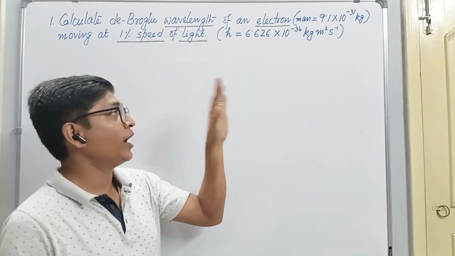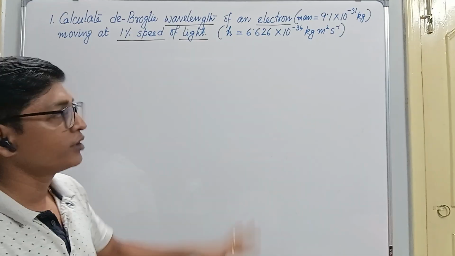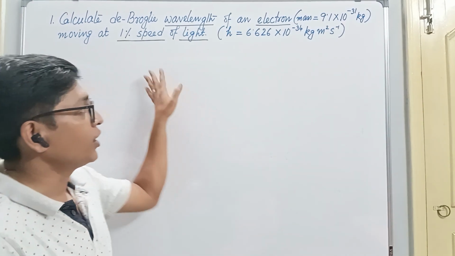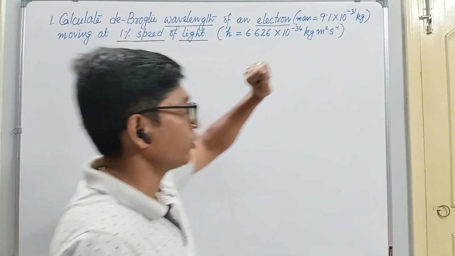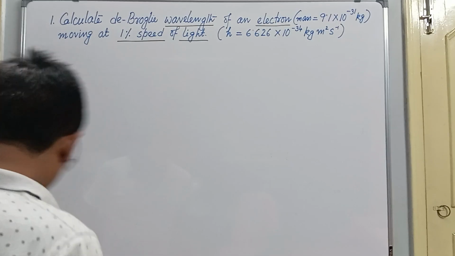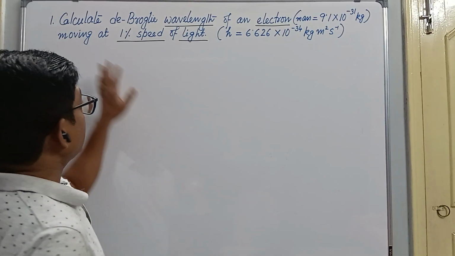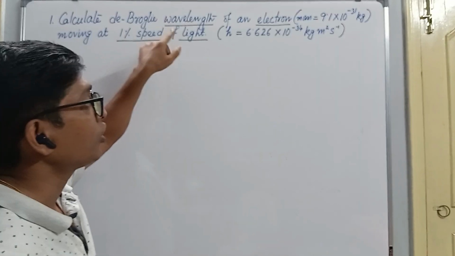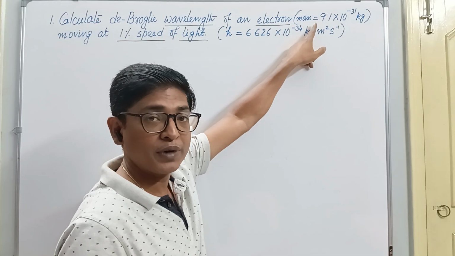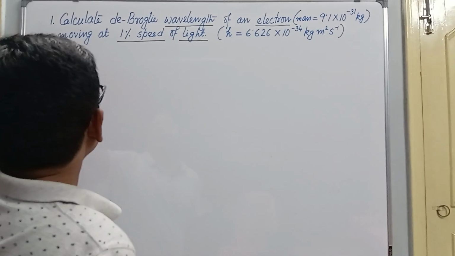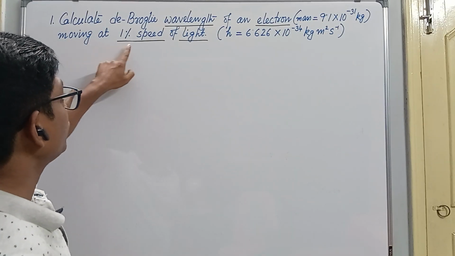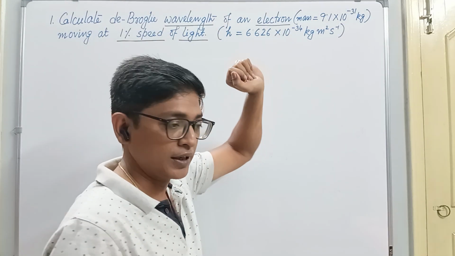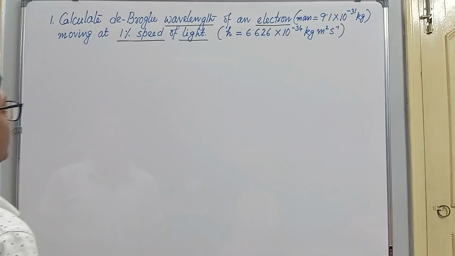In this video, I am going to show you how to solve certain numerical problems which are associated with de Broglie's hypothesis. Here I have noted down the first numerical problem for you. In this problem we need to calculate the de Broglie wavelength of an electron. They have provided the mass of that electron, and that electron is moving with 1% speed of light. They also provided us the value of Planck's constant. Now the question is how we can solve this.